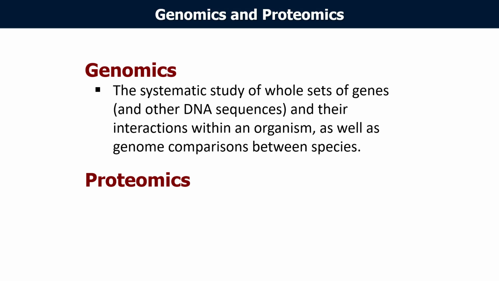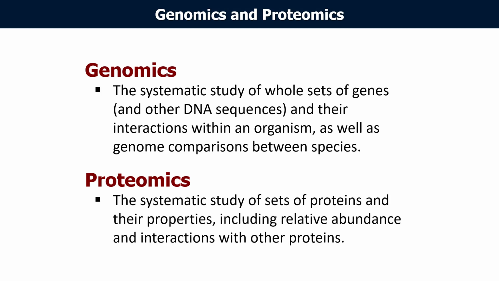Now, a corollary to genomics is a field called proteomics. So again, you see the root word proteo implying proteins. Genes, of course, encode proteins, or the recipes for proteins. So proteomics is really an extension of genomics. This is the systematic study of sets of proteins and their properties, including relative abundance and interactions with other proteins. So we know that genes encode proteins, but proteomics looks at what are the proteins, what is the structure and role served by that protein in a cell, and for that matter, how much of that protein is made and when is it made, and do those proteins interact with other proteins.